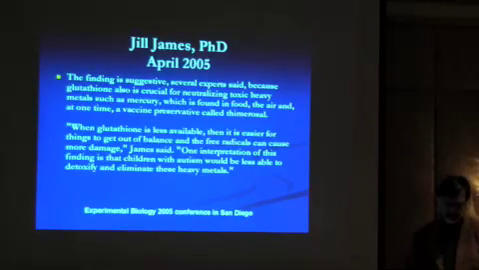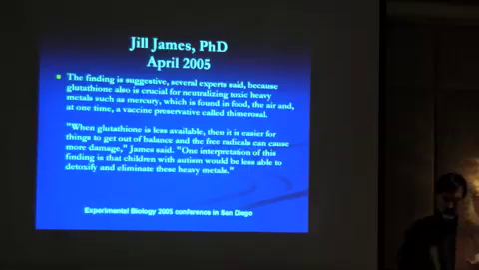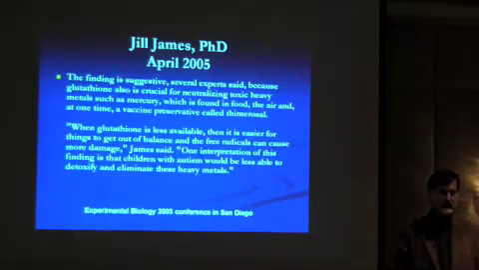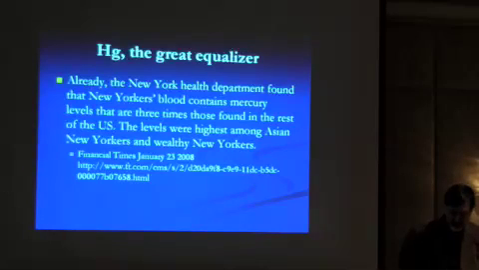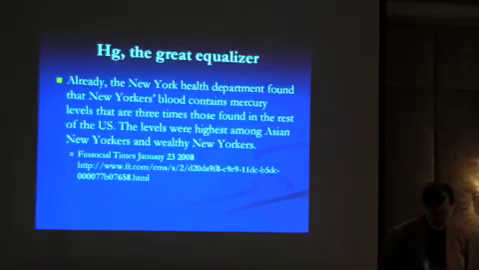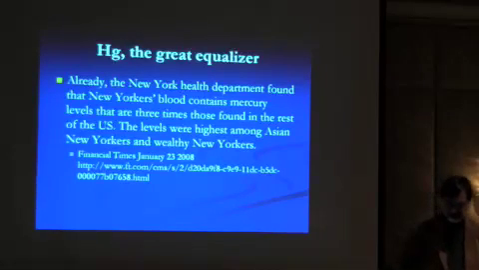And so the whole point that James made at this presentation later was that the finding of low glutathione means that children with autism will be less able to detoxify and eliminate these heavy metals, and that obviously contributes to the continuation of the problem. So it turns out mercury is going to be the great equalizer in this world. The New York Health Department has found mercury levels that are 3 times those found in the rest of the U.S. They're highest amongst people that tend to eat sushi.